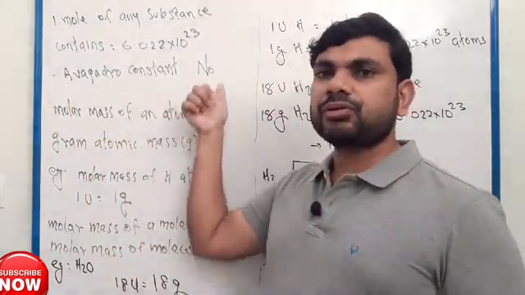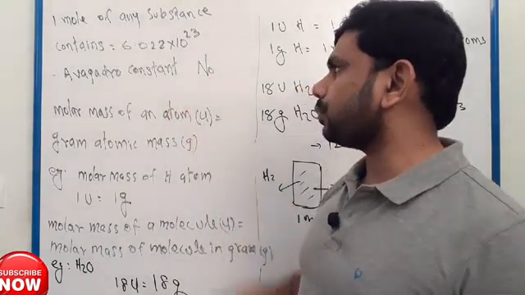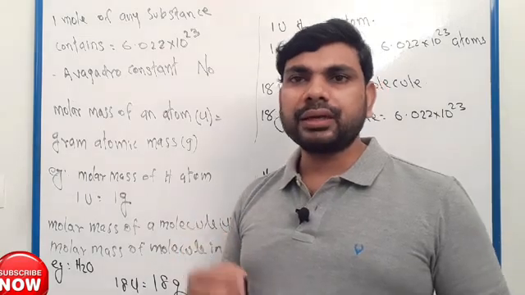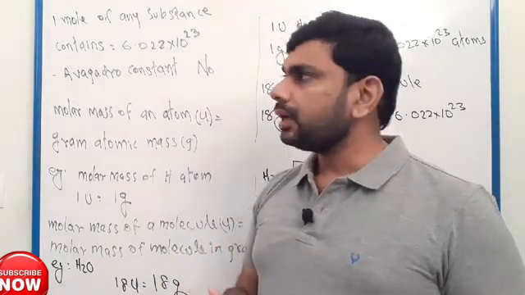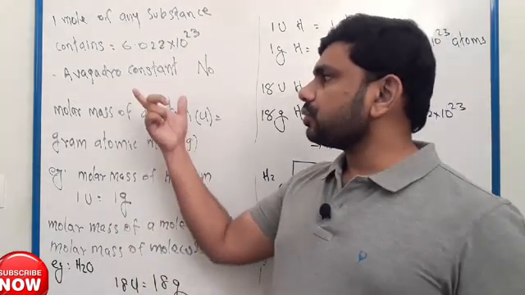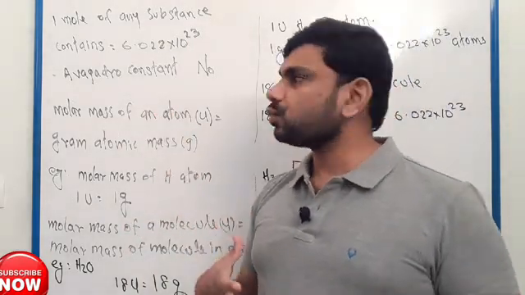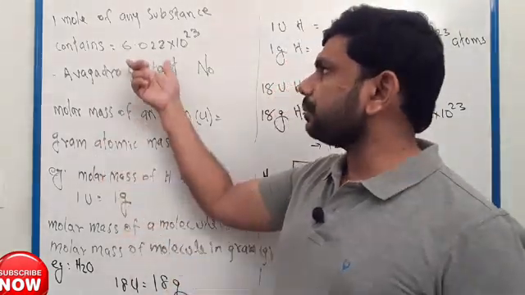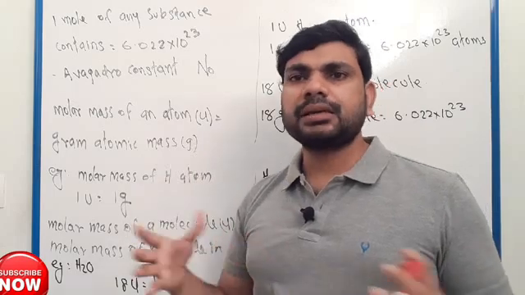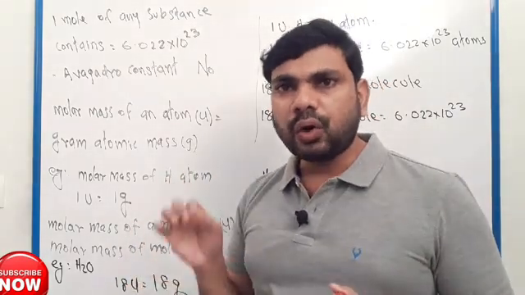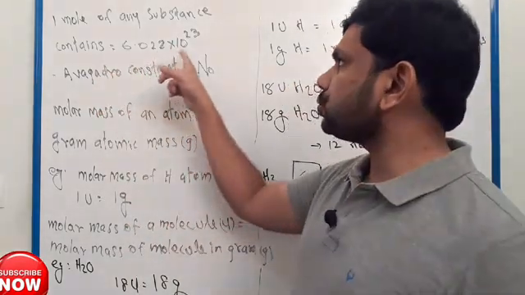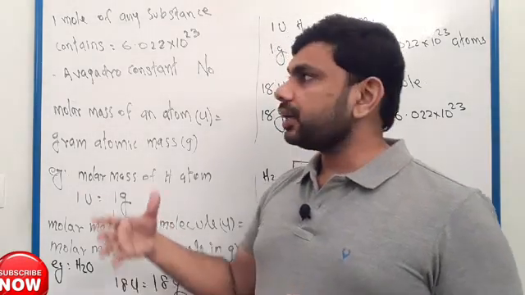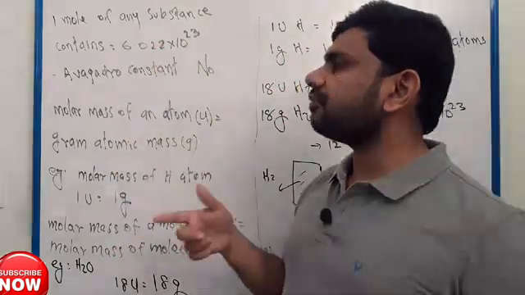Avogadro constant is represented by N0. Avogadro is the name of a scientist, and he introduced this constant. That's why we say Avogadro constant. Clear? So what is this number? Any substance that contains 1 mole always contains 6.022 into 10 power 23 particles. That's why this number is called Avogadro constant.